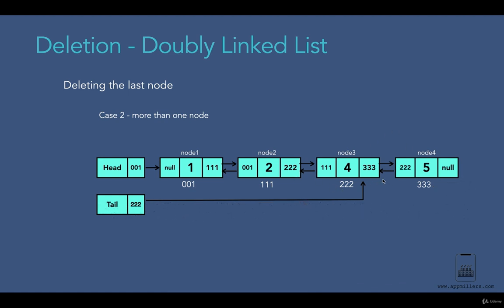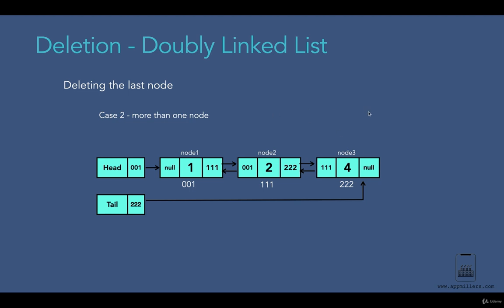Now the next step is we have to update the next reference of node 3 to null, because this is going to be the last node in our double linked list. So this means that the last node in a double linked list has to point to null. So if I update it to null, the link between node 3 and node 4 gets destroyed. Now you see that node 4 is not referenced by any node, any tail or any head. So this means that the garbage collector can come and delete this node from the memory. Now with this, we have successfully deleted the last node from the double linked list in which we have more than one node.